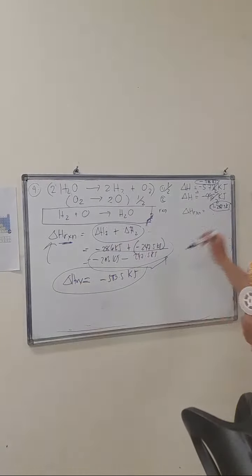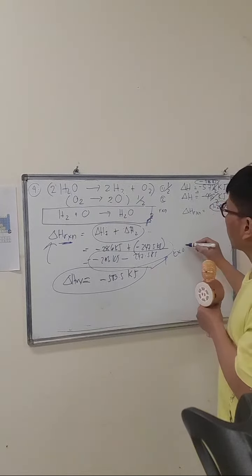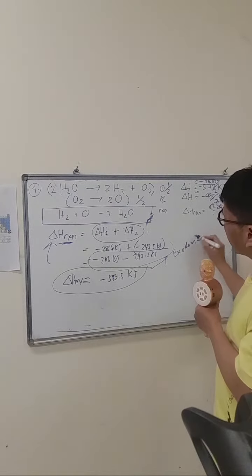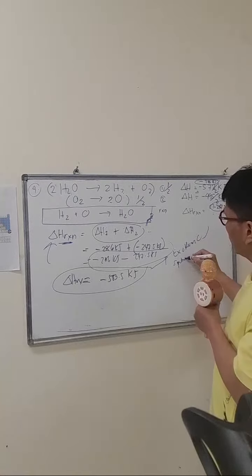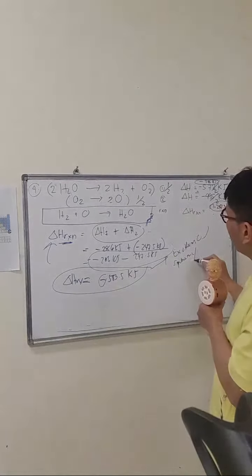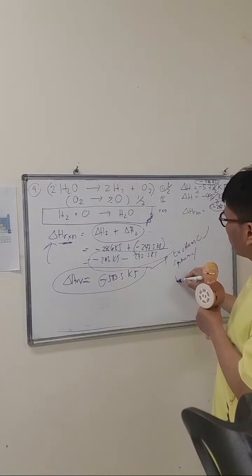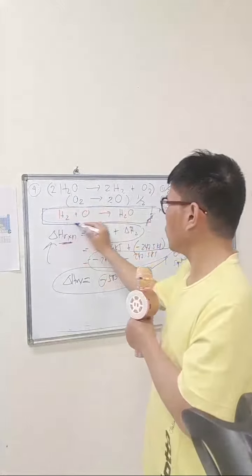Negative means the heat is being released to the surroundings coming from the system. And this is an exothermic reaction. Exothermic, and this is a spontaneous reaction, because it has a negative sign. Spontaneous, and then this is a reversible chemical reaction. Look at the overall chemical reaction: H2 plus O is equal to H2O.